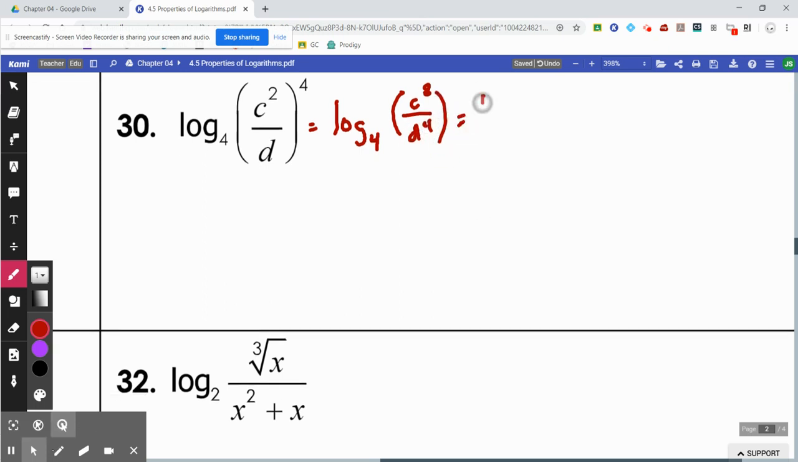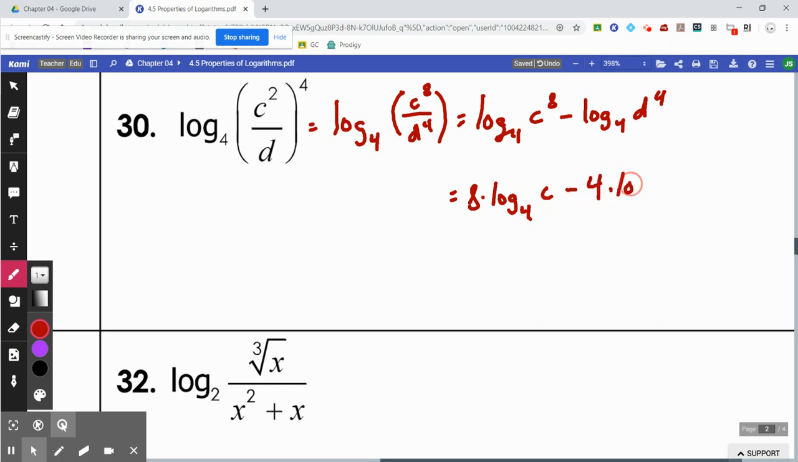So that would be the log base 4. You have a quotient now. Log base 4 of the top minus log base 4 of the bottom, d to the 4th. Exponents down. Let's bring the 8 down front. That's going to be 8 times log base 4 of c minus 4 times log base 4 of d.